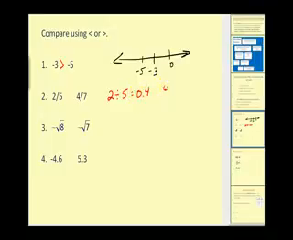And if we take 4 and divide by 7, we'll get approximately 0.57. Again, in decimal form, it's easier to see that 4/7 is larger than 2/5. Therefore, we would read this 2/5 is less than 4/7. The same thing with negative square root 8 and negative square root 7. Let's convert those to decimal form.